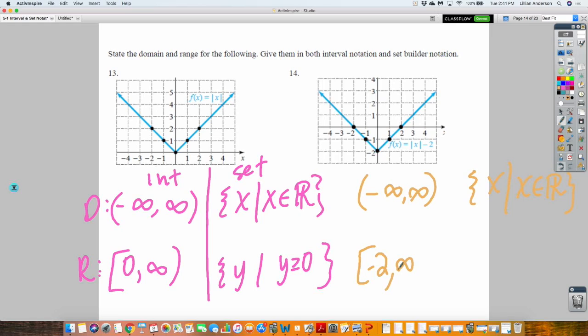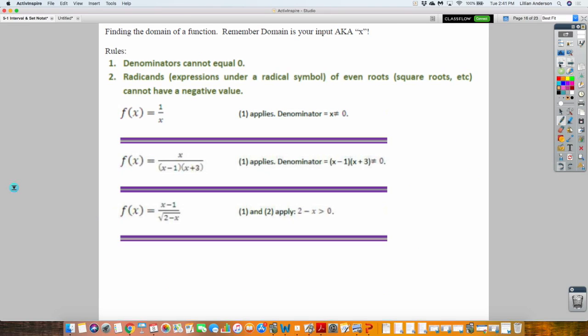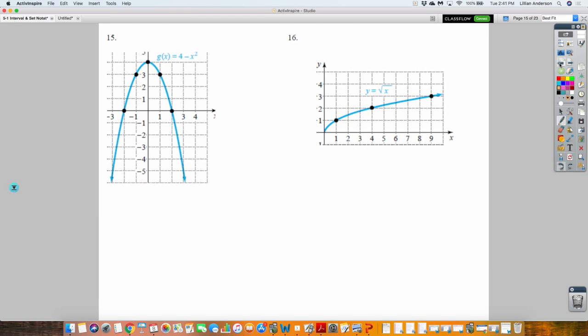Zoe? Bracket -2. Very good. So bracket -2 to infinity parenthesis, and then in set notation. Olivia? The set of y such that y is greater than or equal to -2. Awesome. Yes? Questions? Let's look at the next one.